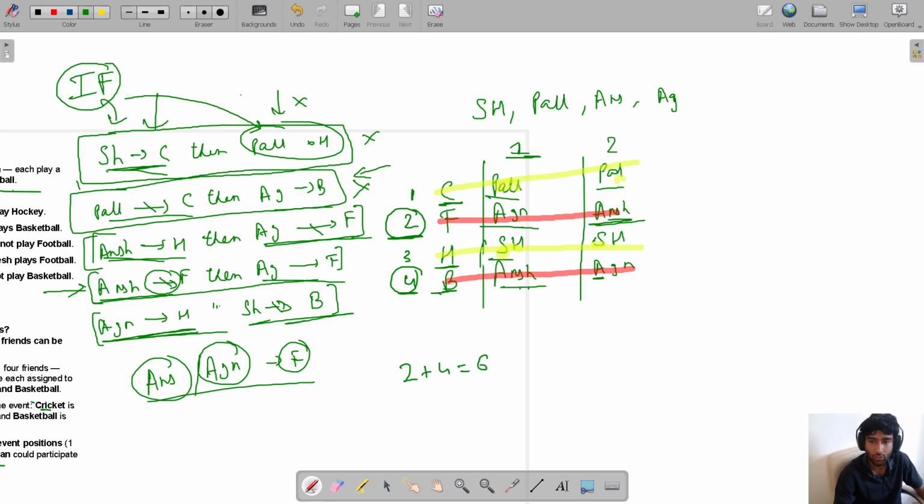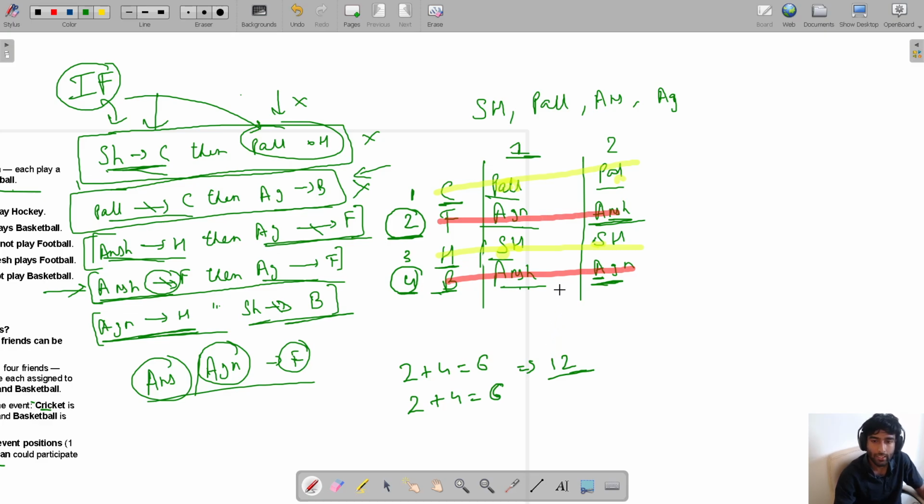Similarly, for the second case, Anshuman is playing in second and Agnivesh is playing in 4th. So again, 2 plus 4 is equal to 6. The total sum is equal to 12.